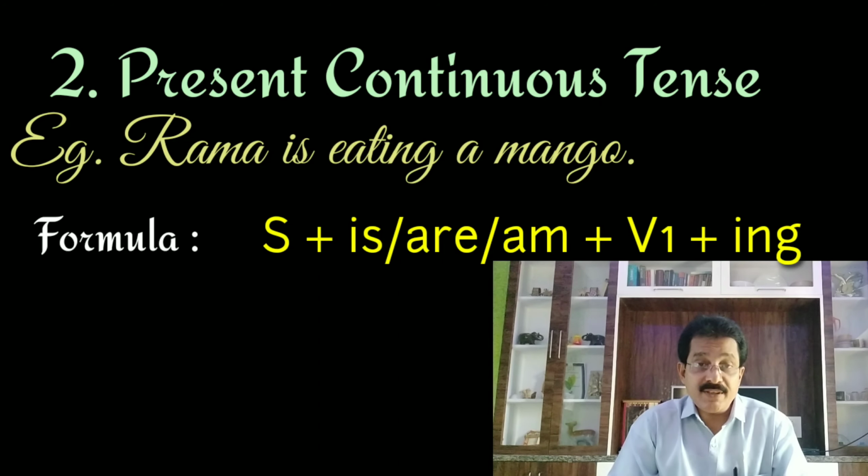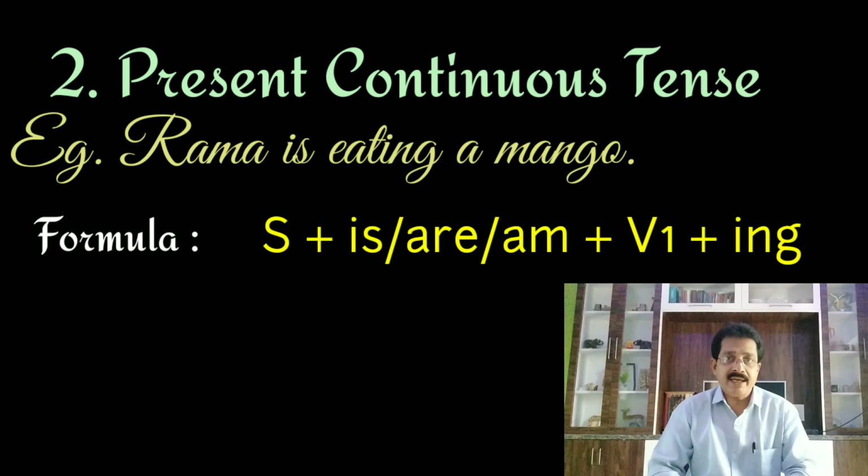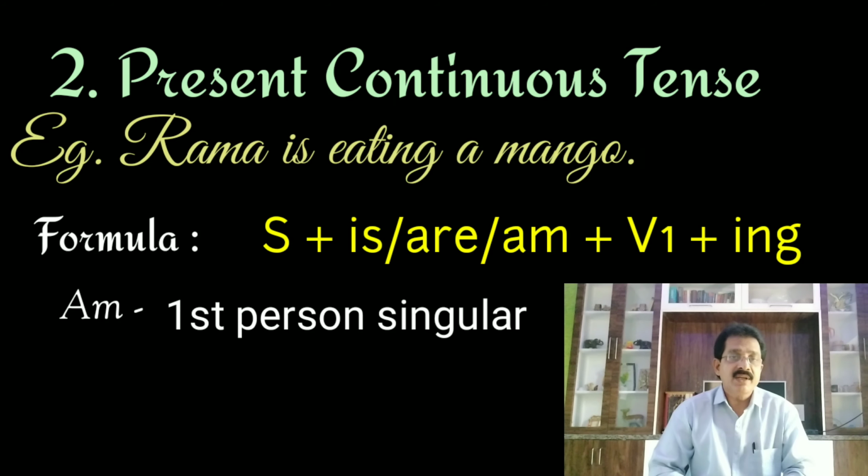So here we are encountered with another small problem. You have given the choice of using is, are, or am. Which one to use where? It's very simple. Now here the auxiliary verbs and the persons come. When do we use am? Am comes only with first person singular. I am eating a mango. Not with any other person. Only with first person singular.